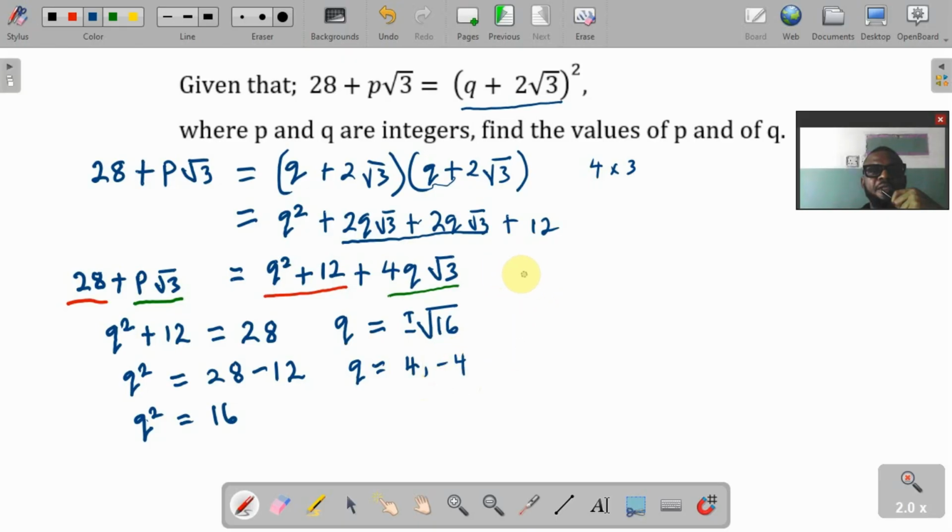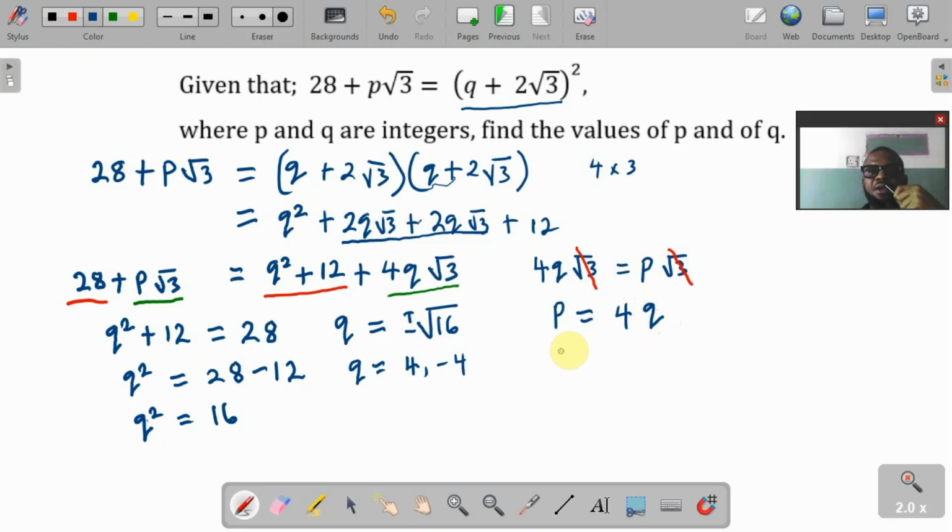Now when we compare the other side, the one that has the radical, the surd, the square root, I will now have 4Q√3 equal to P√3. Now when I eliminate the √3, I will now have P is equal to 4Q.